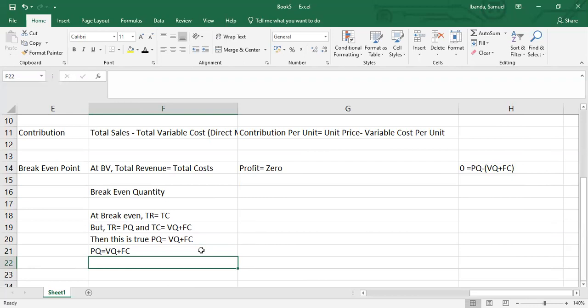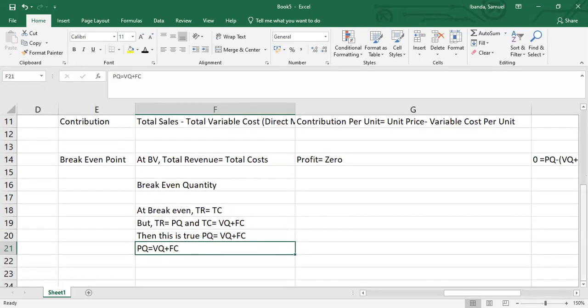Those that studied mathematics must remember how we used to make a given letter a subject in an equation. By saying that we are making Q the subject, we want to only have Q on a given side, because we want to get our break-even quantity. Since I have P times Q here and V times Q here plus FC, I see Q appearing in both. So I'm going to move VQ to this side and only remain with FC here, because they all have Q. I want to make Q the subject in them.